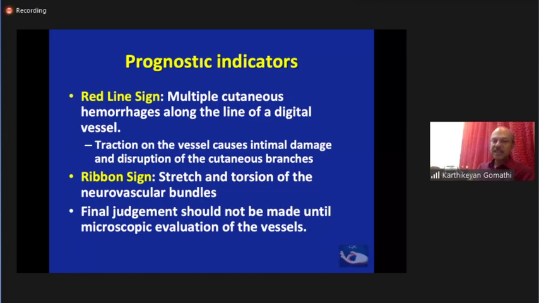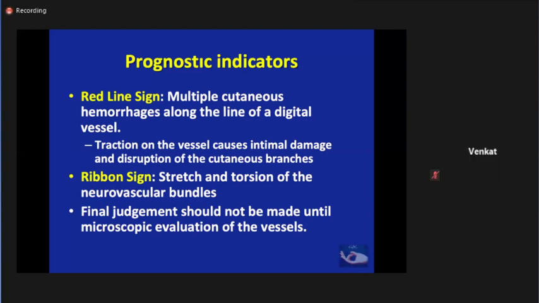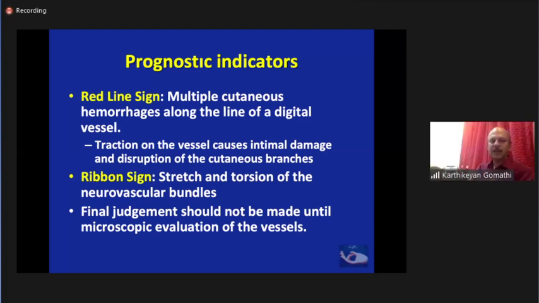So we need to look at certain prognostic indicators to find out whether it is worth putting back. The first is multiple cutaneous hemorrhage. I just showed you hemorrhages along the line of the vessel, which is caused by the traction on the vessel. The ribbon sign is also a stretch and torsion of the neurovascular bundle. When you look at it, you can see that it is rotated and crushed. In that situation, it is not possible to put it back, and it is not worth putting it back.